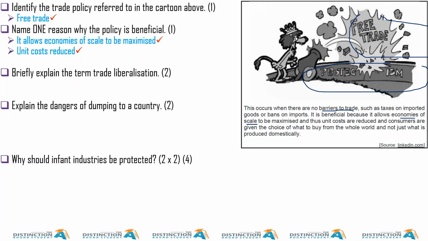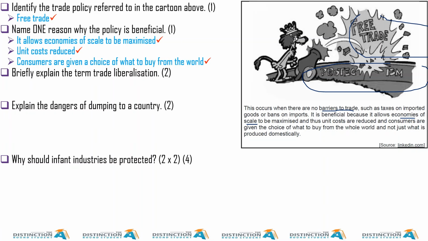Unit costs are decreased or reduced, and one of the reasons is countries begin to specialize in making what they have a comparative and absolute advantage in making. The other reason is that consumers are given a choice of what to buy from the world. So you are spoiled for choice. You buy what you want. So this policy is very, very good in that sense. So it's one of the advantages of it.